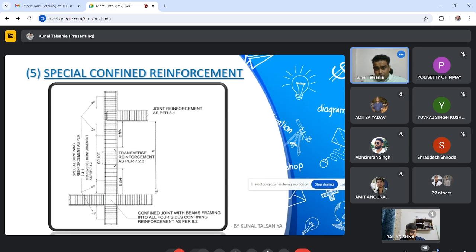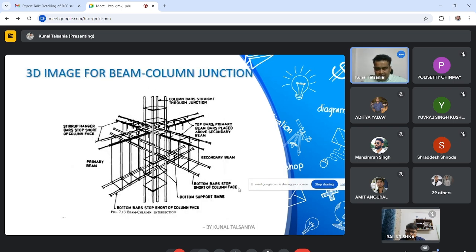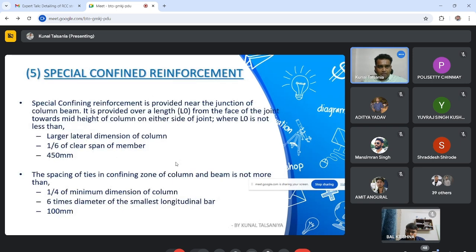This is the H, not floor to floor height. Your height is from this floor to your beam bottom. Okay. This is the three-dimensional view of column and beam. Okay, special confined reinforcement criteria.